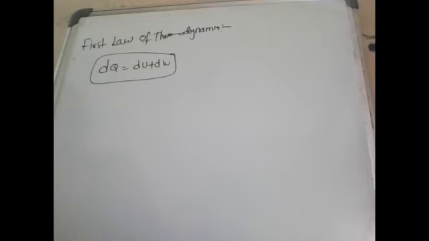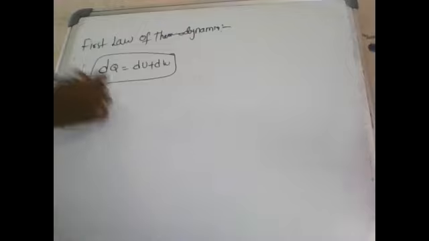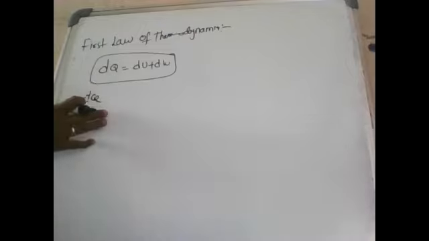Next, the statement of this law is a particular form of the general law of conservation of energy. Suppose an amount of heat dq is supplied to a system. So dq amount is supplied to a system. This is used in the following three parts or two parts.